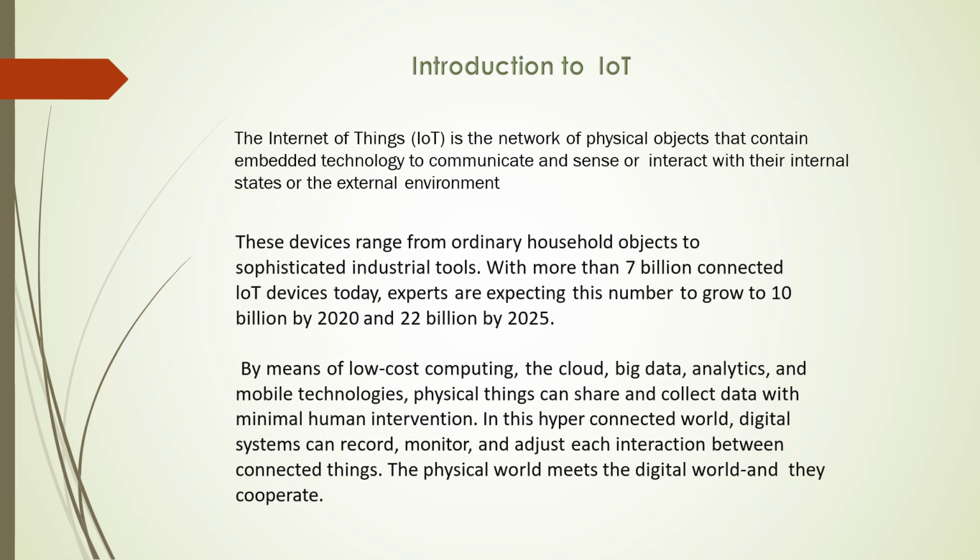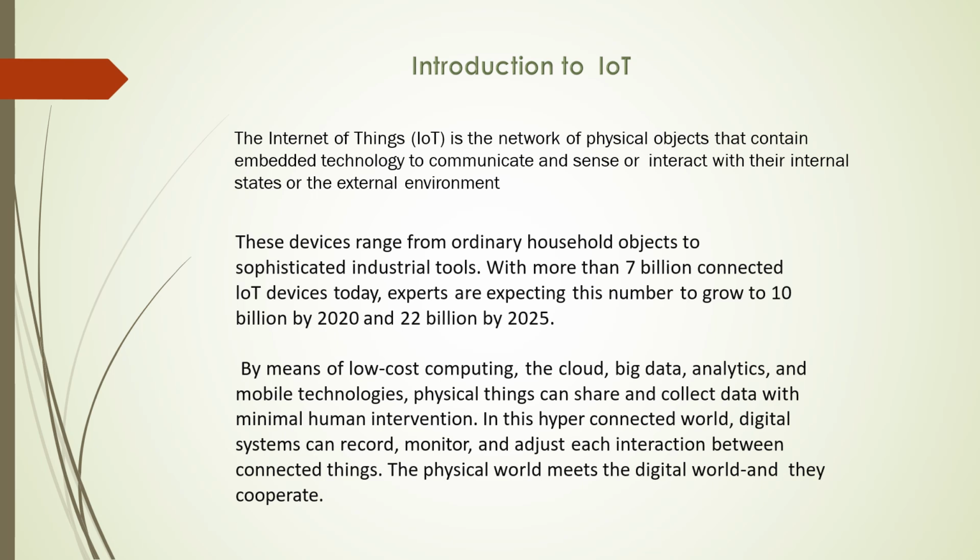Next, coming to introduction to IoT. The Internet of Things is the network of physical objects that contain embedded technology to communicate and sense or interact with their internal states or the external environment. These devices range from ordinary household objects to sophisticated industrial tools. With more than 7 billion connected IoT devices today, experts are expecting this number to grow to 10 billion by 2020 and 22 billion by 2025.